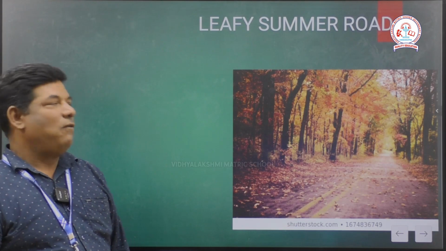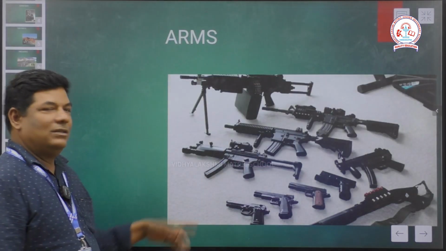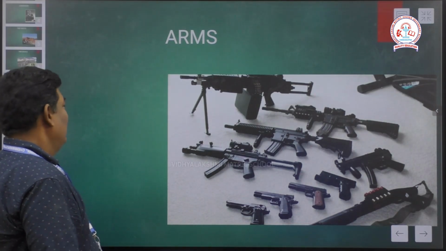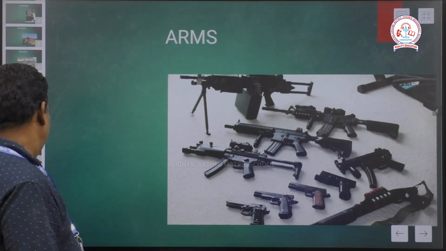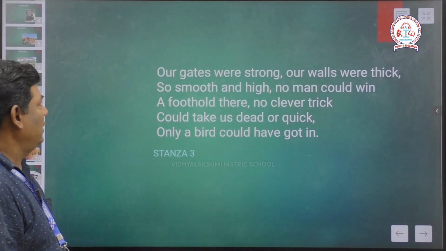Leaves are fallen, and arms. These are the arms, sophisticated weapons. So the soldiers use these weapons to fight the enemies. And we are passing on to stanza 3.